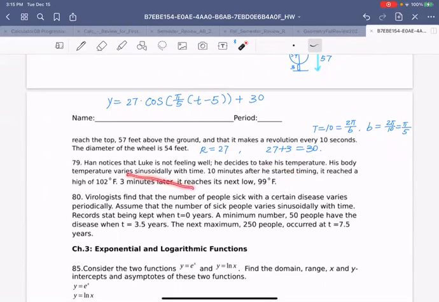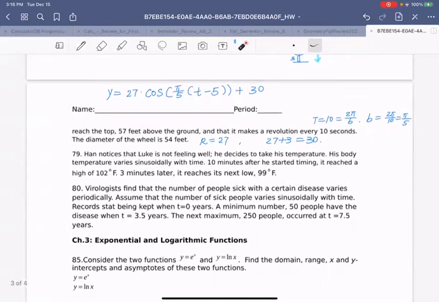Well, this guy doesn't feel well. The body temperature varies with time. 10 minutes after the timing, it reached the peak. And 3 minutes later, it's the next low. So this is the highest one, this is the lowest one. From the highest one to the lowest one is how long? Is the half of the t, right?